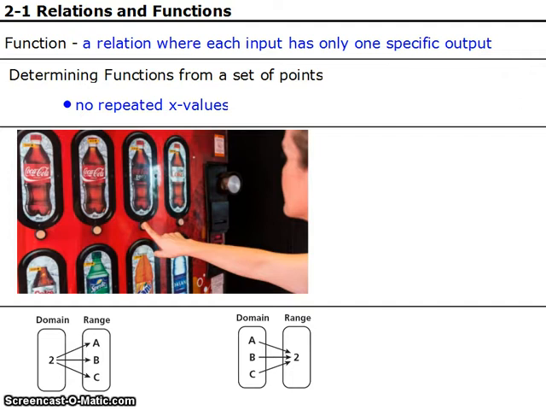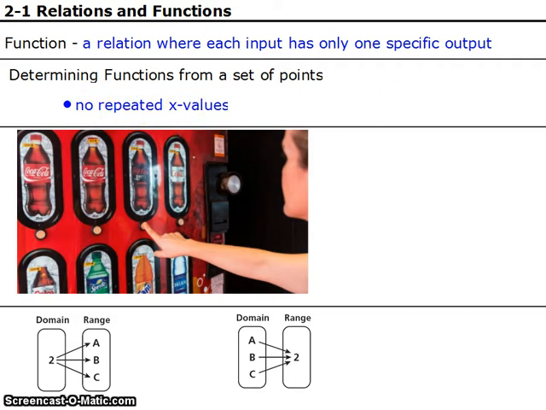So basically that means that anytime you input a number, you only get one number out. You can't possibly get two separate numbers out, or letters or whatever the output is. Okay, so let's talk about what that means. If I give you a set of points, for it to be considered a function, you need to make sure that set of points has no repeated x values.